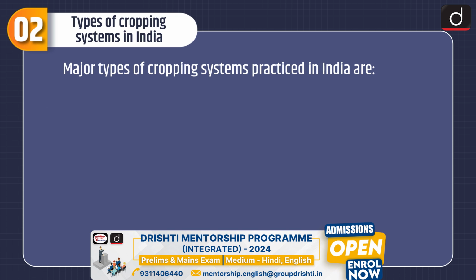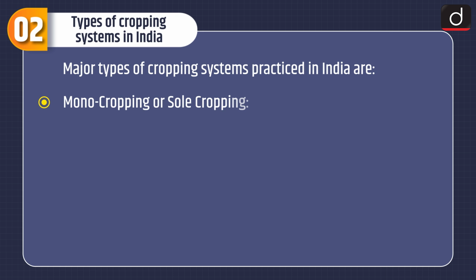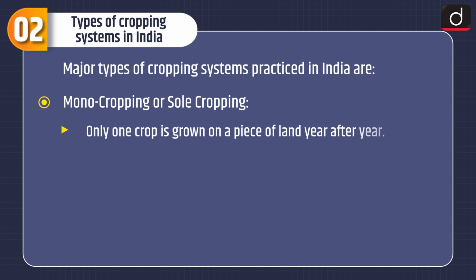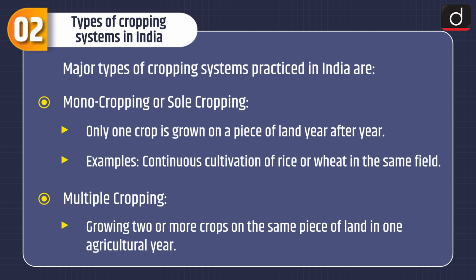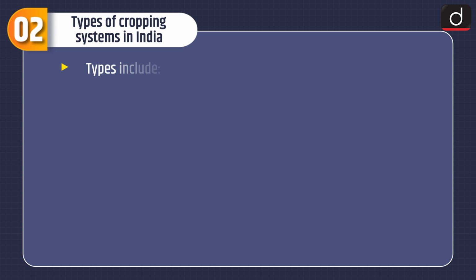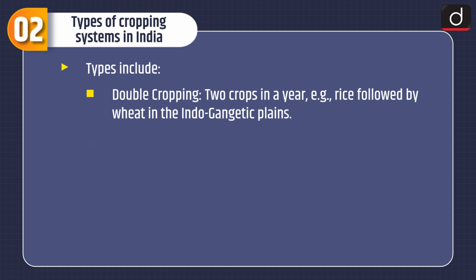Major types of cropping systems practiced in India are: first is monocropping or sole cropping. Only one crop is grown on a piece of land year after year. Examples are continuous cultivation of rice or wheat in the same field. Second is multiple cropping, growing two or more crops on the same piece of land in one agricultural year. Types include double cropping, two crops in a year, that is, rice followed by wheat in the Indo-Gangetic plains, and triple cropping, three crops in a year.